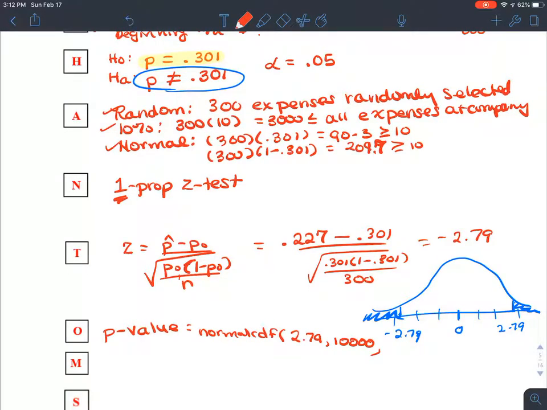Okay, and then I'm going 0, 1, because I was speaking in terms of z-scores here. So this is my lower, this is my upper. Okay, I type that in the calculator. I think I get something close to like 0.0026. Okay, but that's only one tail. So I really need to technically multiply this by 2 so that my p-value is 0.0052.